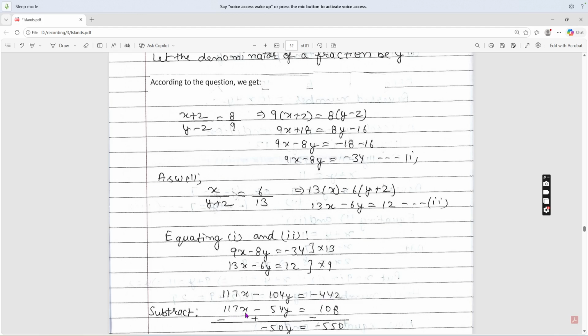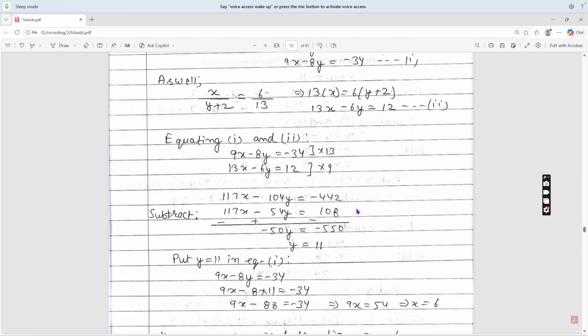13 into 9 is 117x minus 6 into 9 is 54y is equal to 12 into 9 is 108. Now we are going to subtract because the coefficient of x is the same. So 117 minus 117 is 0, minus 104 plus 54 is equal to minus 50, and minus 442 minus 108 are going to be added, which will give us minus 550. So y is equal to minus 550 upon minus 50, that is equal to 11.